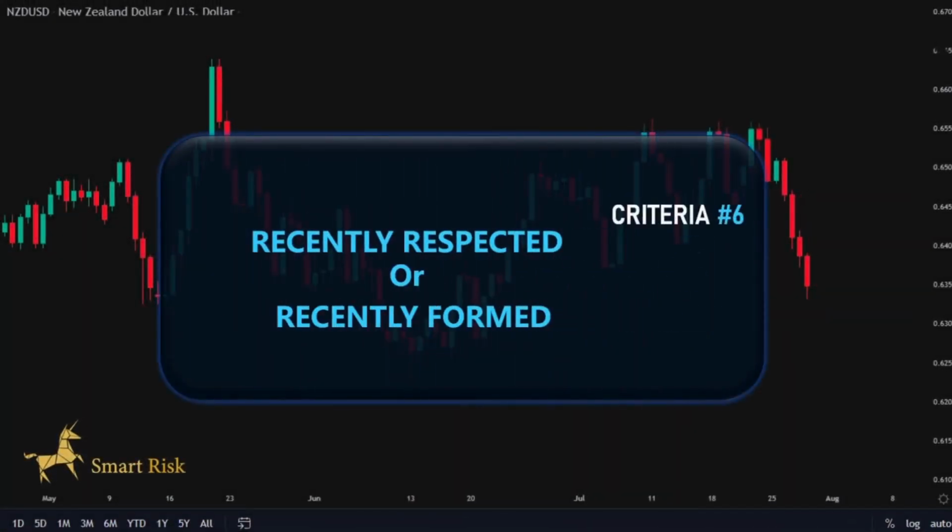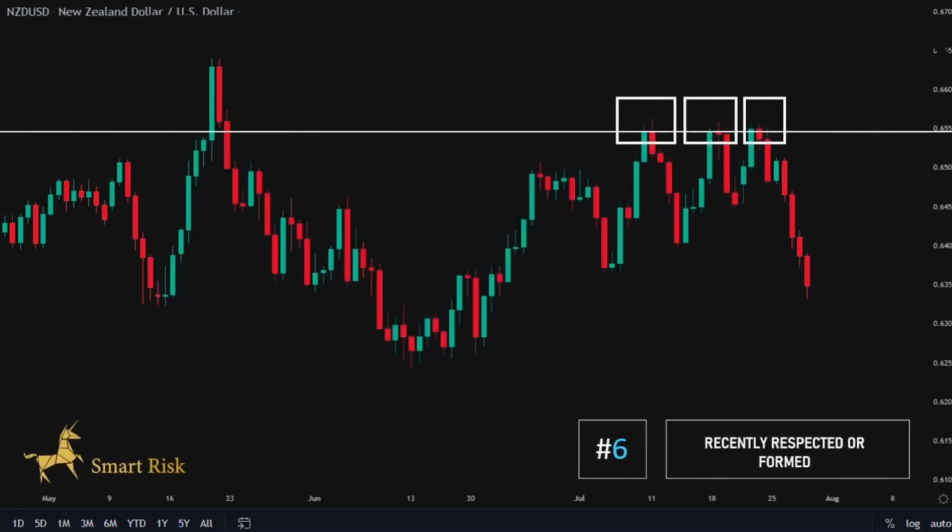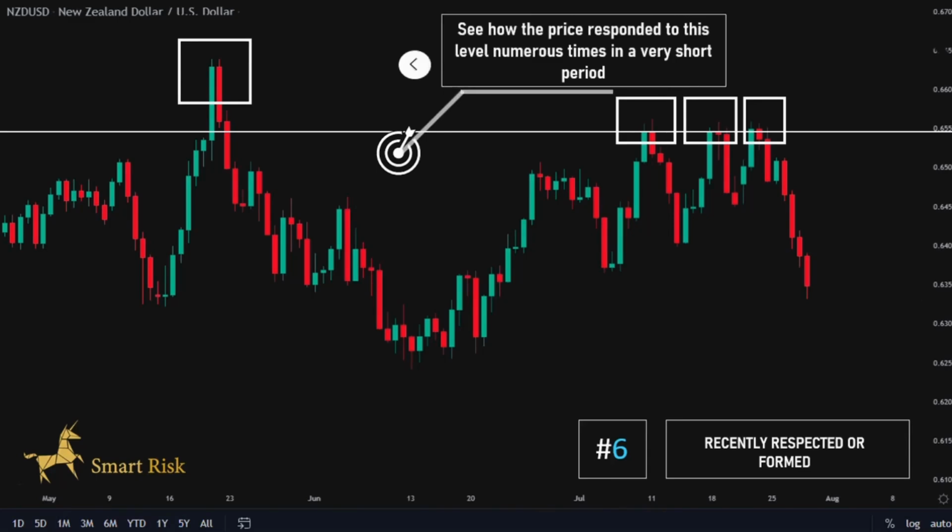Trait number 6, the level was recently respected or formed in a recent time period. In other words, the latest support and resistance levels are the priority. As you can see here, price was rejected 3 times in a row from this resistance level in a very short period of time, meaning it is still valid in the current time period. If you look further back, you also can see this swing high formed by the market. But recent rejections are always more effective as they are current and new. Don't forget, the latest is the priority.